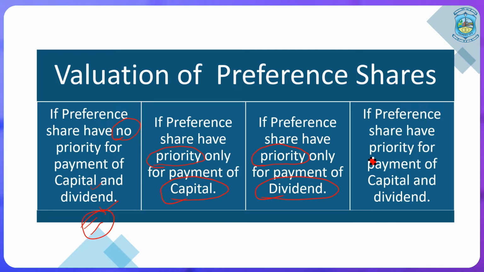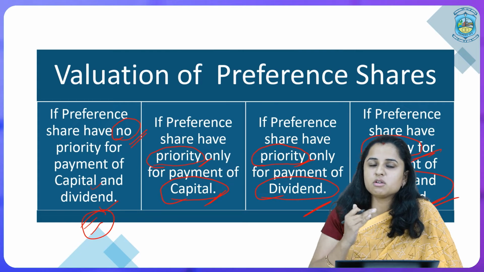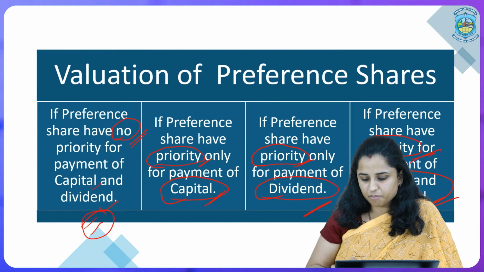The next one is when there is priority for the payment of capital as well as dividend. So in this case, priority is given in both the cases. You have to understand from here that there are 4 possible situations. First one is no priority, second one is priority for capital, third one is priority only for dividend, and the fourth one is when priority is for capital as well as dividend. Let us understand each situation by the formula and an example.